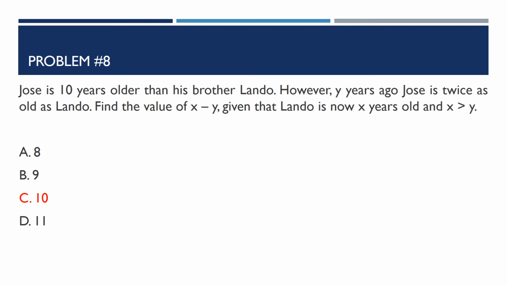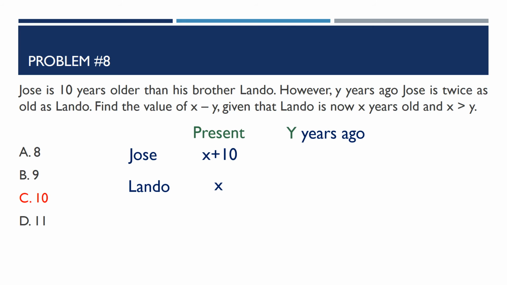Let us illustrate this using a table to show the ages of Jose and Lando. At present, we don't know the ages of these two, but if we represent Lando's age at present as x, then since Jose is 10 years older than his brother Lando, Jose will be x plus 10 at present. Then let's have the y years ago.